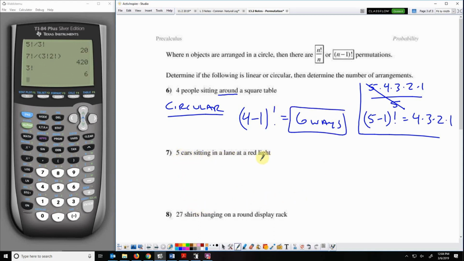5 cars sitting in a lane at a red light. They're not around anything. That is linear. So we'll do that as a linear permutation. 5 cars to choose from, choosing all 5 of them. How many different ways could they be arranged? 5, math, probability, option 2 for a permutation using all 5. There are 120 different ways that these 5 cars could be arranged in a line.